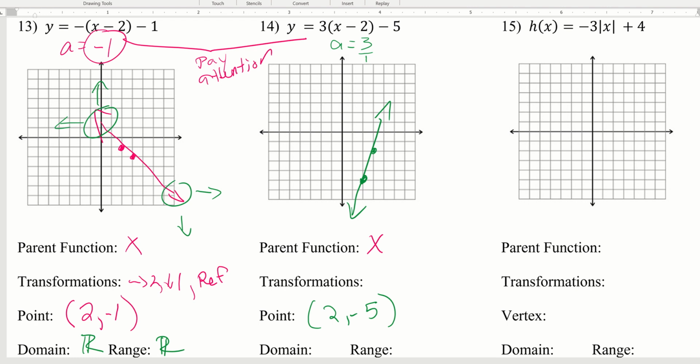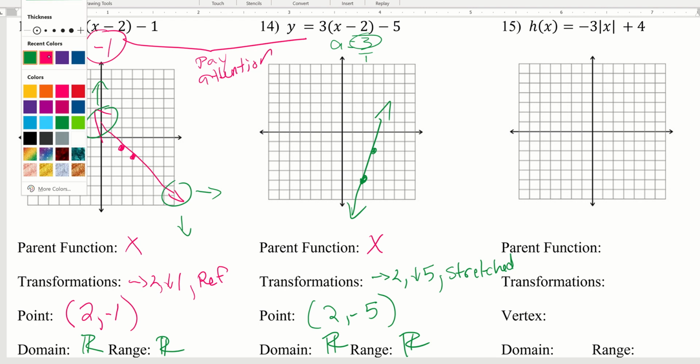Now, how did I get to my point? Well, I went right 2 and down 5. Right? Is my a value anything besides 1? It is. It's a lot bigger, so I stretched it. All right, so big, you're stretching those arms. Now, the nice thing, remember, our domain and range is going to be all reals because it's a line.